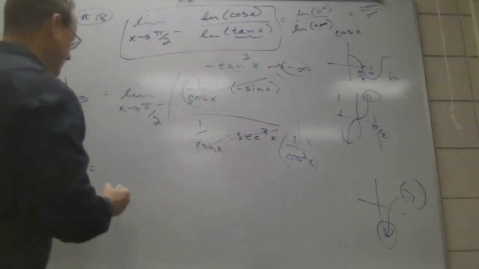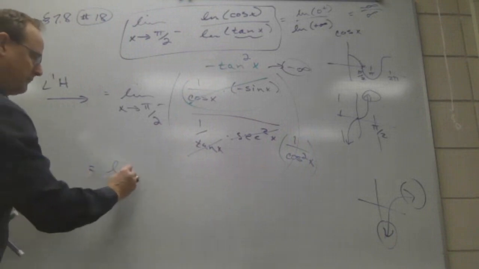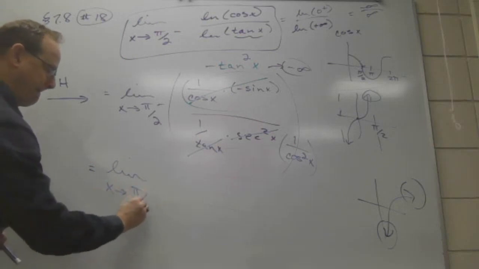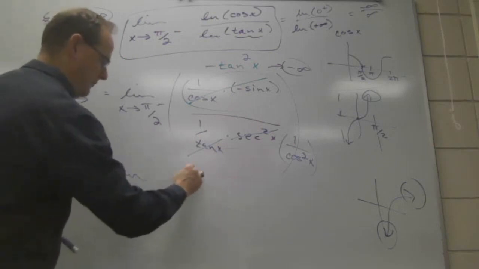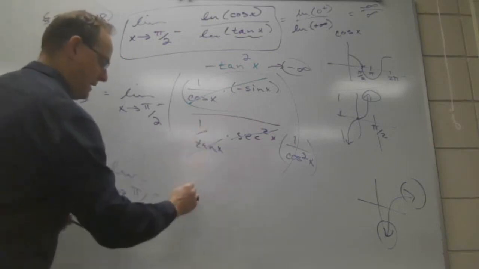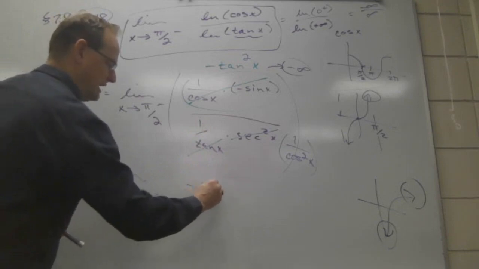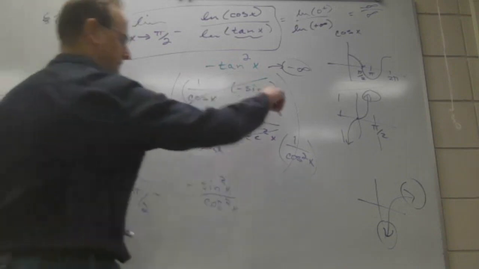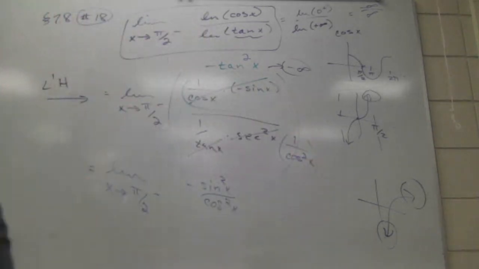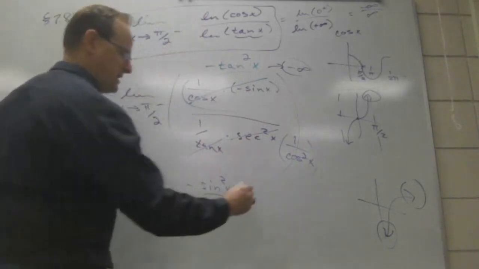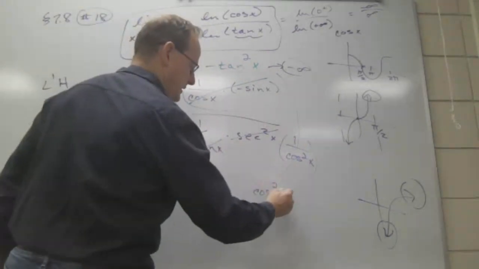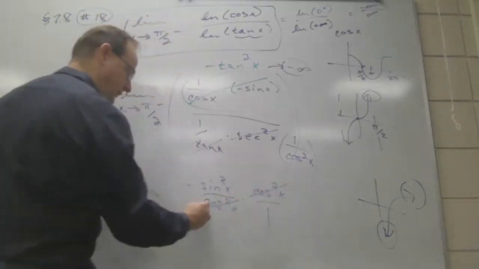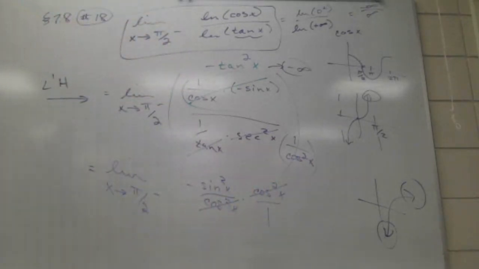And then what's tangent? Tangent is sine over cosine, right? So let's write it that way. On top, I've got minus sine squared over cosine squared for the tangent. And instead of dividing by 1 over cosine squared, what could I do? Multiply by the reciprocal, which is cosine squared over 1. That helps.